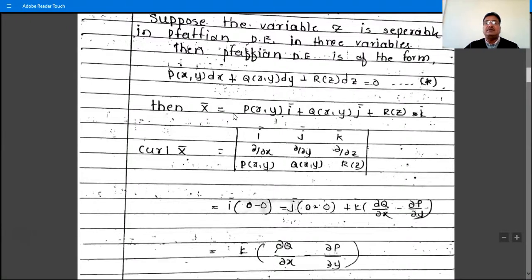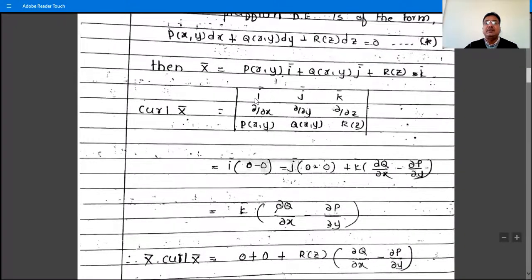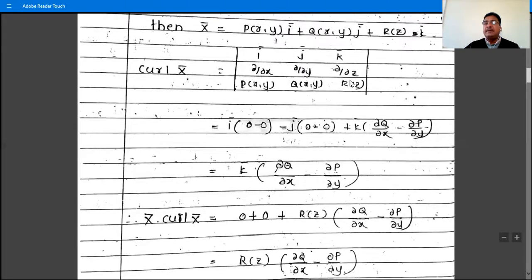Then we write X bar as P(x,y) i plus Q(x,y) j plus R(z) k. Then find the curl of X bar. It is the determinant of i, j, k; del by del x, del by del y, del by del z; P(x,y), Q(x,y), R(z). Then del by del y of R(z): R is a function of z purely, so its partial derivative with respect to y is 0. Del by del z of Q(x,y) is again 0, because Q is a function of x and y, and so its derivative with respect to z is 0.